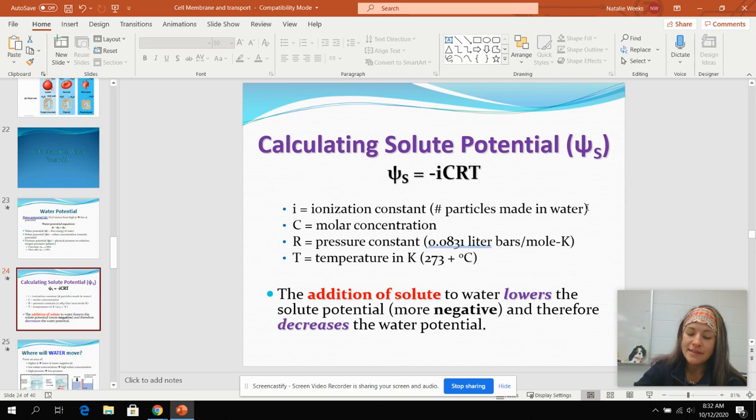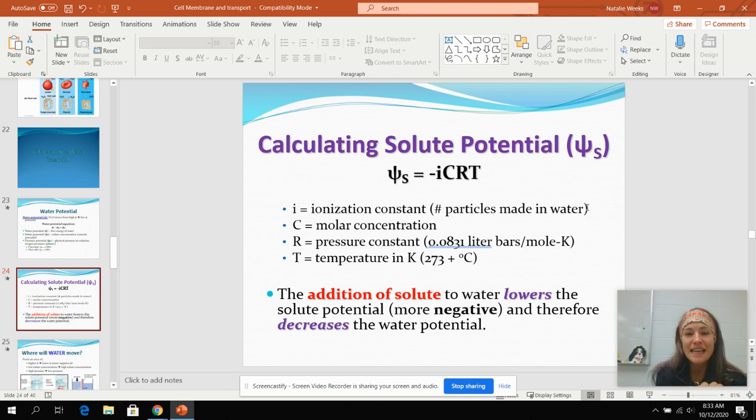Therefore, my ionization constant for glucose would be 1 because it stays as one thing if we put it in water. However, if I have something like salt, NaCl, when that goes into water, it turns into a sodium ion and a chlorine ion. So if I put one thing in water and it turns into 2, then my ionization constant is 2, okay? So that's always going to be given to you usually. I will always give it to you.